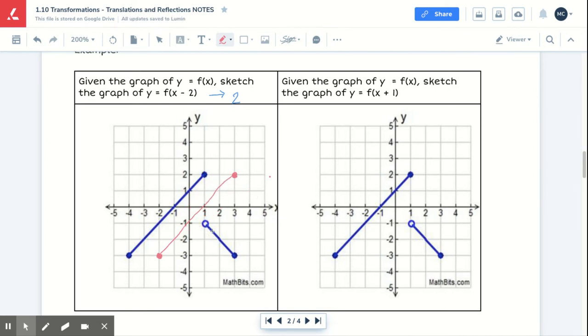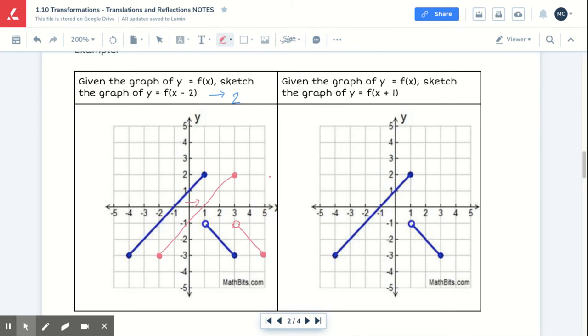Then I need to do the same for the other piece of the original function. So I'm going to take this open circle and move it to the right 2 units. And then it'll still be an open circle. And this closed circle to the right 2 units, closed circle, and then connect them. There we go. So now the new graph again has the same shape and the same size. It's just now shifted horizontally. This one just moved to the right 2 units.